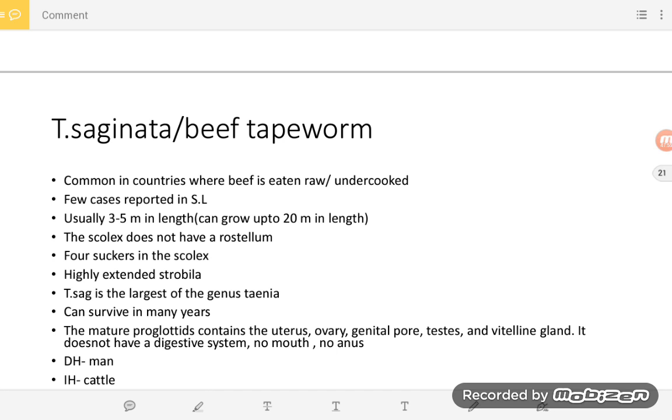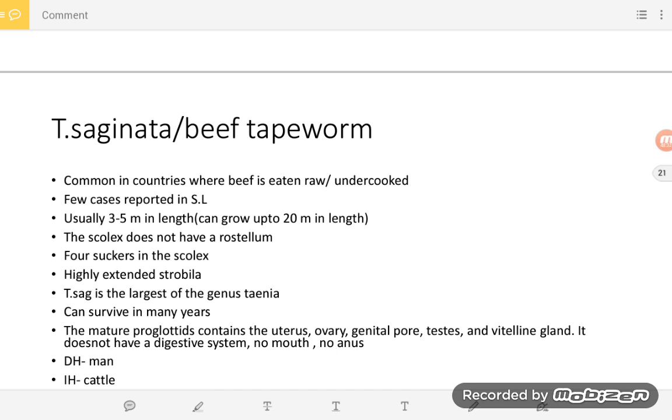The mature proglottids contain a uterus, ovary, genital pore, testis and vitelline gland. It does not have a digestive system, no mouth and no anus. So in Taenia species we can see the uterine branches, ovary, genital pore and testis. These are the things we can observe in mature proglottids.